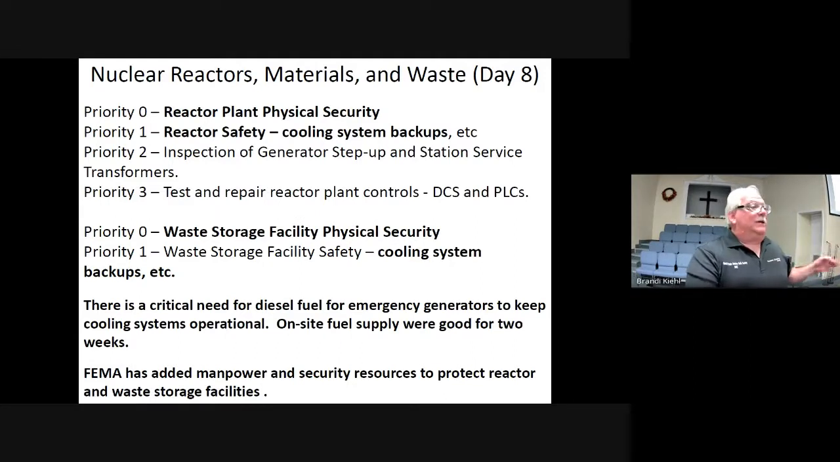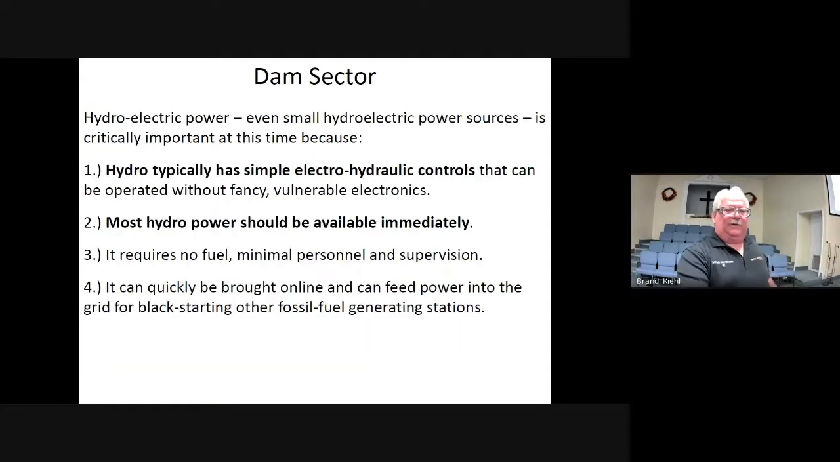Reactor safety, your cooling system and backups. Water storage facility, physical security. What happened in Fukushima? Lost power to the backup cooling system. So there's going to be a critical need for diesel fuel at all of those sites. They're supposed to have 2 weeks of fuel in the tank on the site. Y'all know what this is? That's what my boss used to tell me. Trust me. Okay. You can be sure that FEMA will be adding manpower and security resources to protect that stuff.